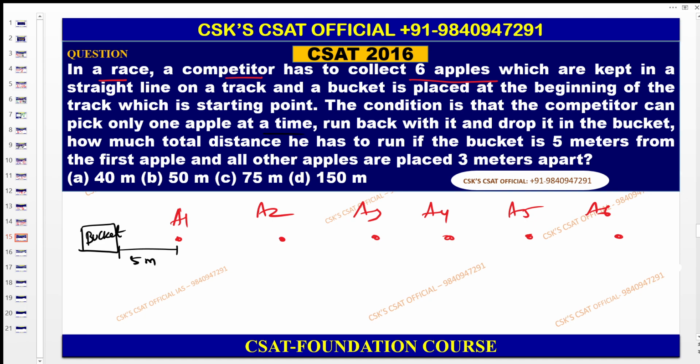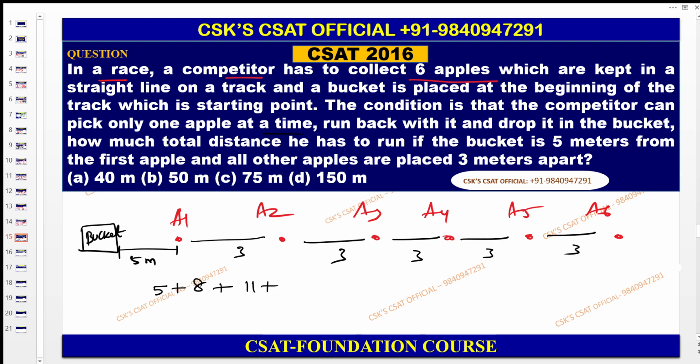Then all other apples are placed at the 3 meter. So here 3, 3, 3, 3, 3. So therefore apple 1, 5. Apple 2, 8. Apple 3, to collect that apple 3, come back, 11. Apple 4, 14. Add up 3, 3, that's it. 17. Last one, 20.